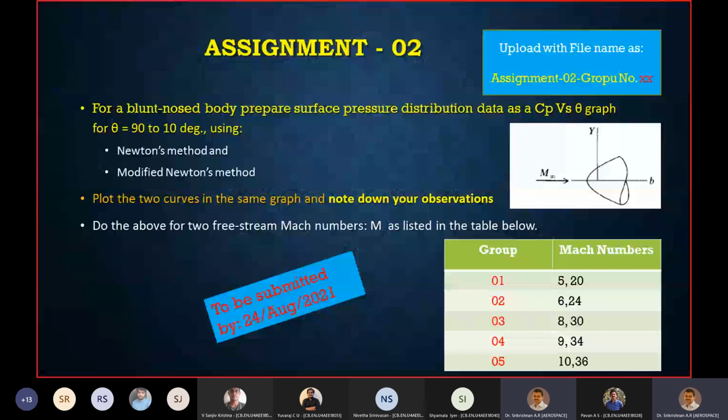Assignment 2. Quite straightforward. This is just an application of Newton's law. I want you to do it yourself and get a feel for what we have discussed as part of the theory. That is Newton's law as well as the modified Newton's method as well as Lee's modification for that method. Details are written here. You have a body which is shown in the picture.